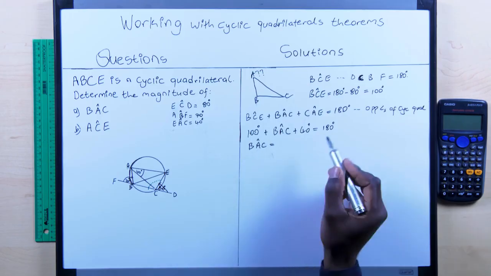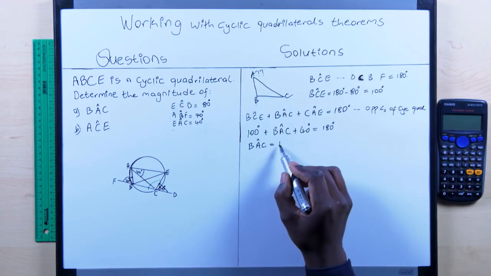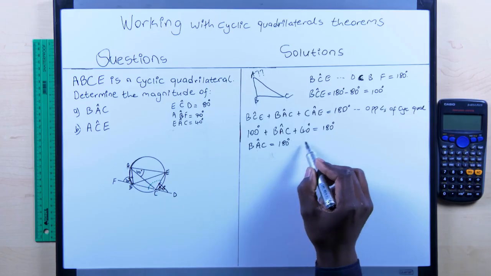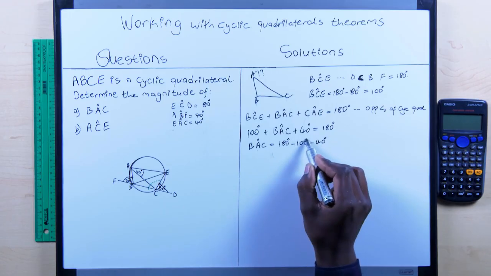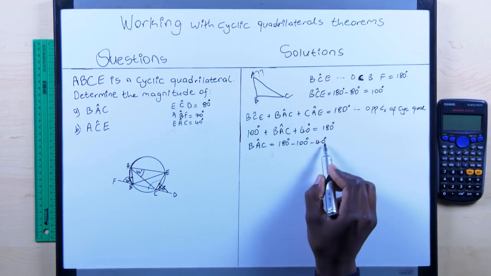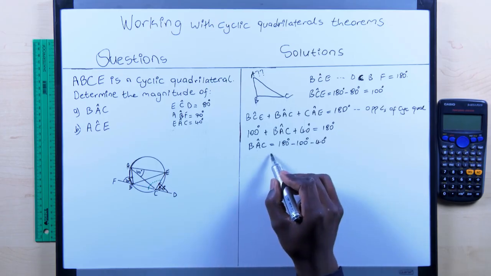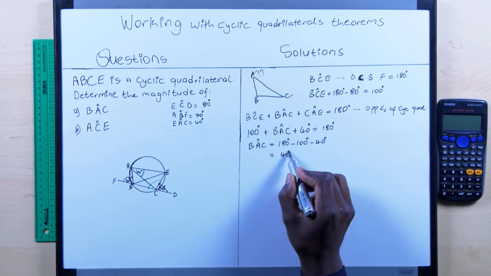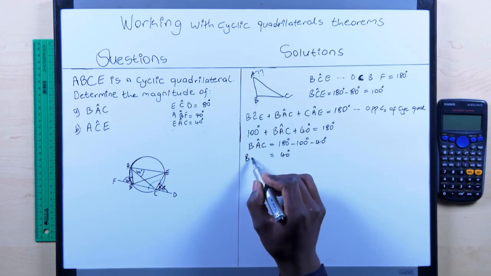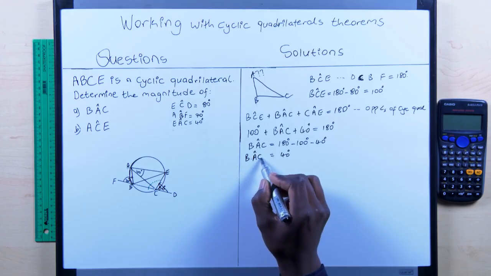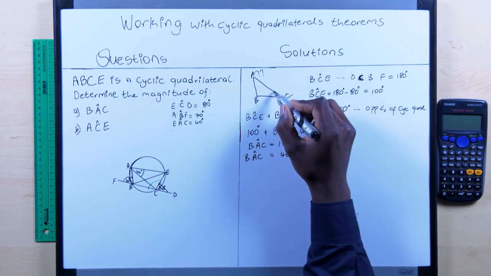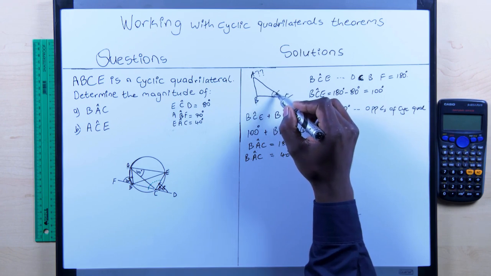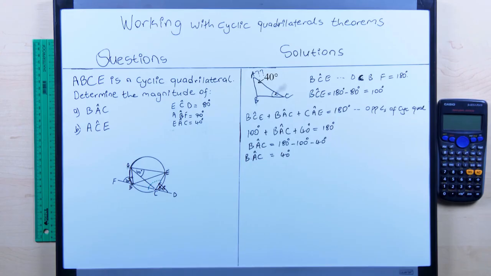Your unknown is kept on the left, equal to what was on the right-hand side: minus 100 minus 40. So this is 140. So 180 minus 140 is equal to 40 degrees. So angle A, formed by BAC, is equal to 40 degrees. So this angle is equal to 40 degrees. That's what we wanted to find out.